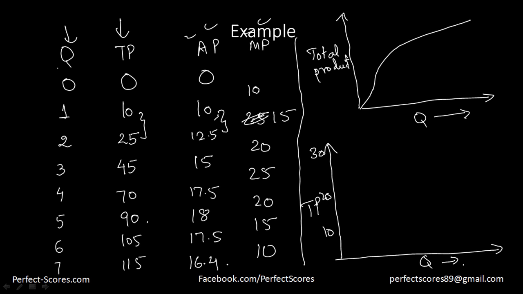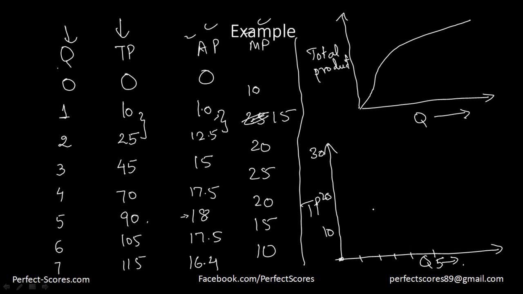So if you look at the average product, it actually starts from zero when this is zero. Well, let's not talk about this point. So it starts from 10, 12.5, 15, 17.5 and 18. So till 5, it increases, right? So 10, 12.5. Let's suppose this is 1, 2, 3, 4, 5.